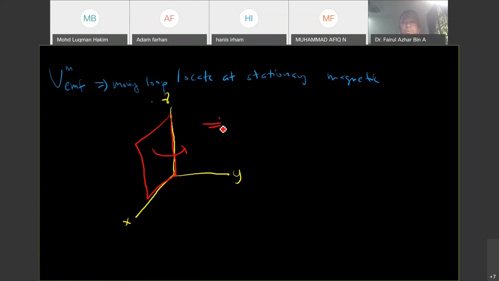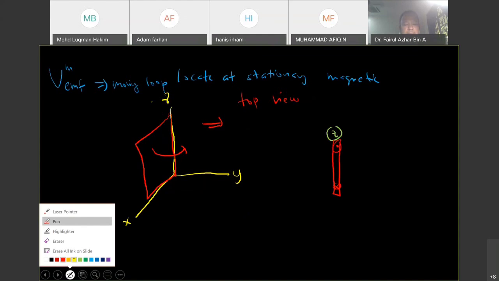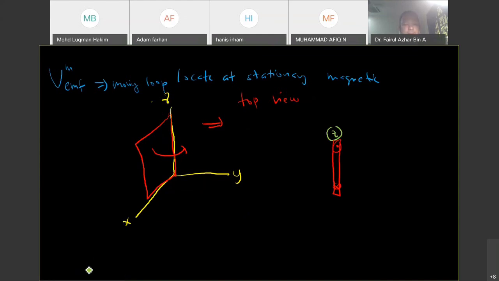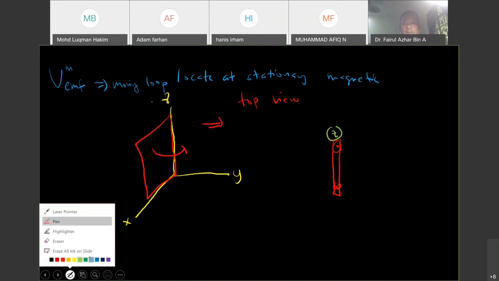If we look from the top view, we will have this setup. This is our Z axis here, and we will have our coil or winding. This one is dot, this one is cross, and basically the center point for this winding is located on the Z axis. So when we move this winding, instead of moving in a linear motion, it will start rotating, like this.